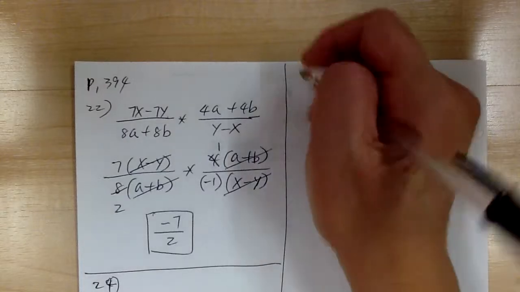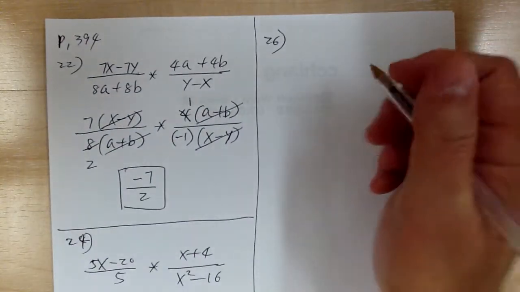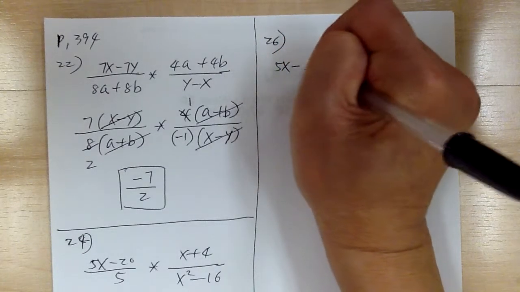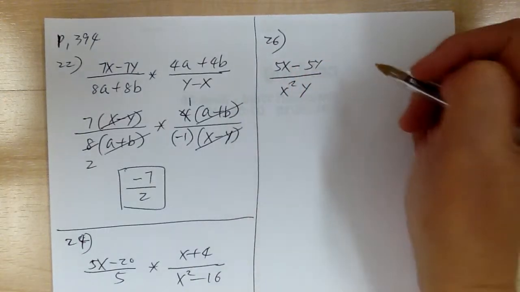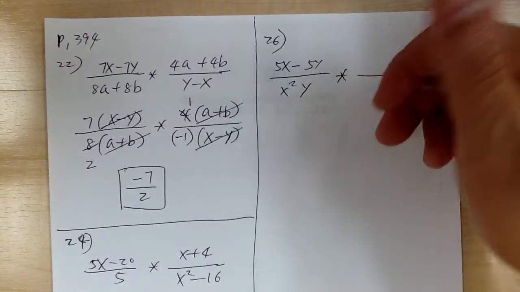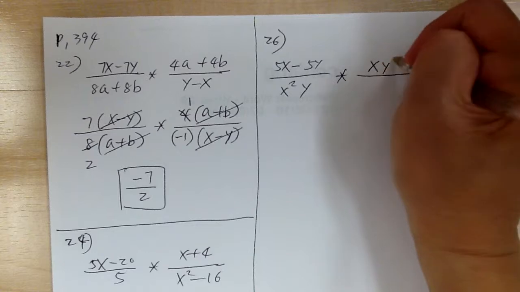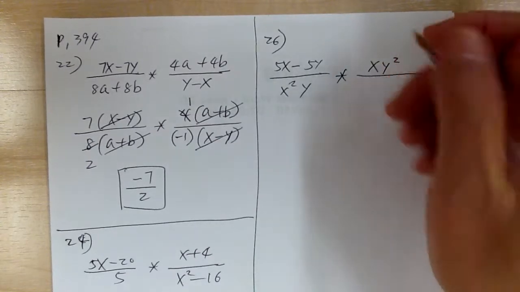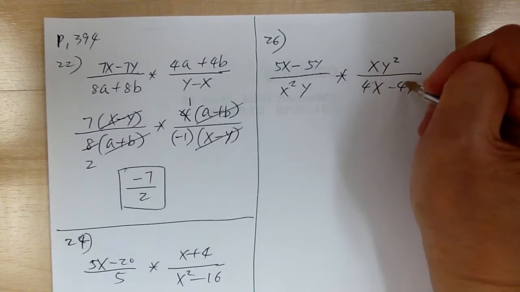Okay, let's go to 26. You have 5x minus 5y over x squared y. Now this is a division. So for division, I'm going to convert it into multiplication by flipping the second term upside down. So you've got xy, the second factor upside down. So xy squared over 4x minus 4y.